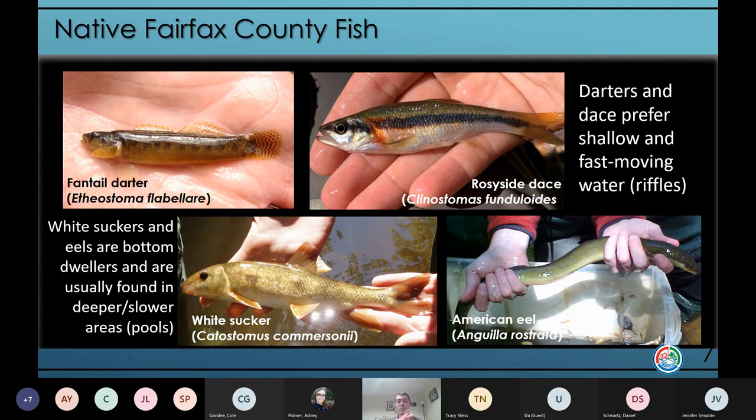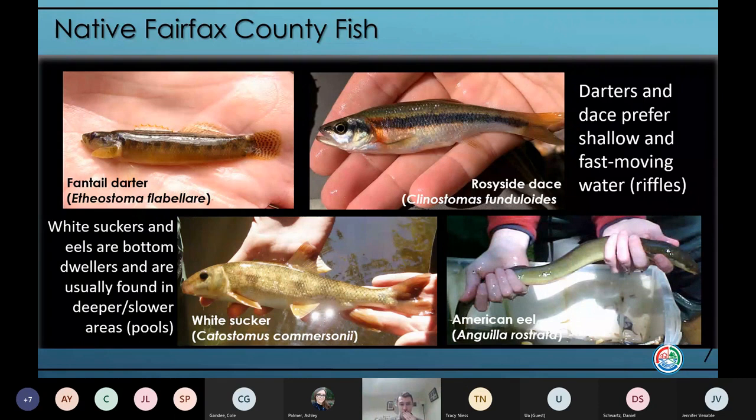And again, some fish prefer different habitats. So again, it's very important that we have different habitats. Some fish, like the top two, the fantail darter and the rosyside dace, prefer fast moving water. So they like riffle water, really. Whereas other animals, like the ones on the bottom, the white sucker and the American eel, are bottom dwellers and they prefer much deeper water that's also much slower. They don't like fast water very much. So it's important that we prevent a lot of erosion and things upstream that are caused by our stormwater runoff.